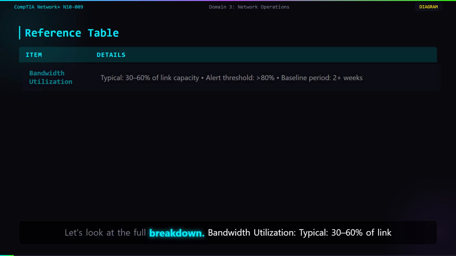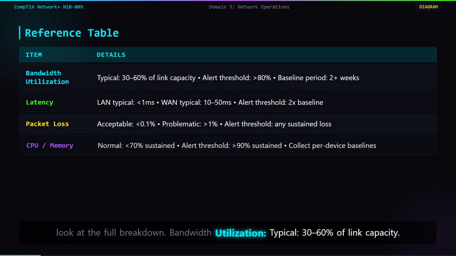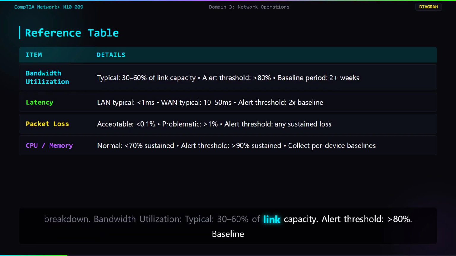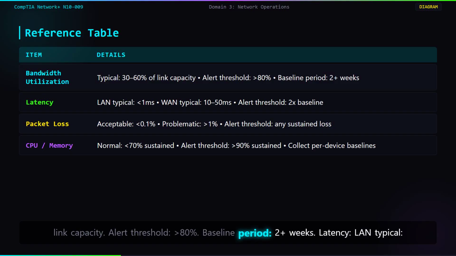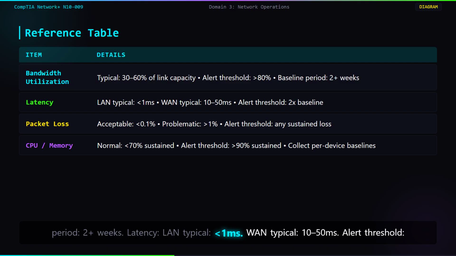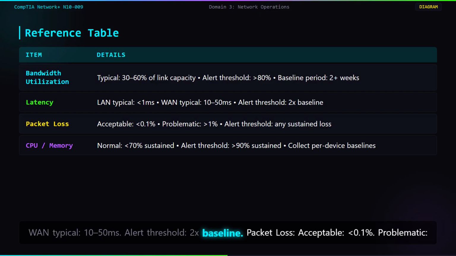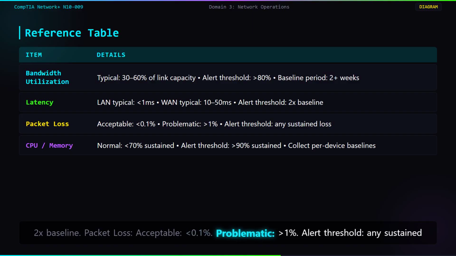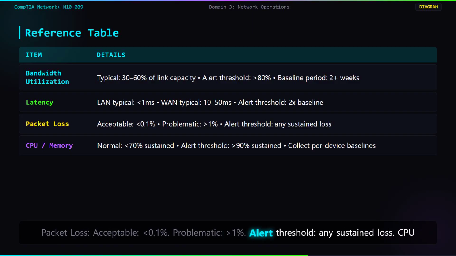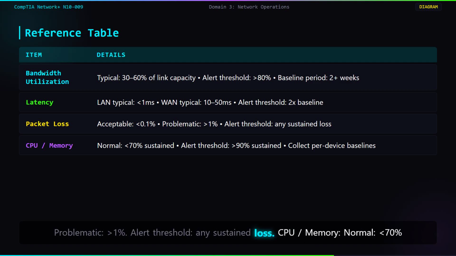Let's look at the full breakdown. Bandwidth utilization: typical 30-60% of link capacity. Alert threshold 80%. Baseline period 2+ weeks. Latency: LAN typical 1 ms, WAN typical 10-50 ms. Alert threshold 2x baseline. Packet loss: acceptable 0.1%. Problematic 1%. Alert threshold any sustained loss.